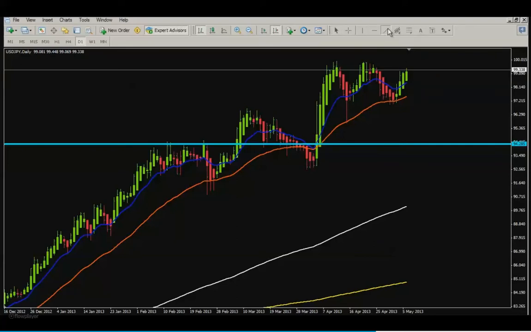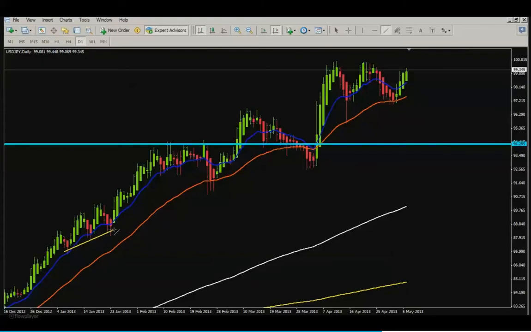What do we need? 3 touches. 1, 2, 3, 4, 5. Try to draw trend lines close to the 36 EMA or the 12 EMA. That means always close to the price. In this case, 1, 2, 3.